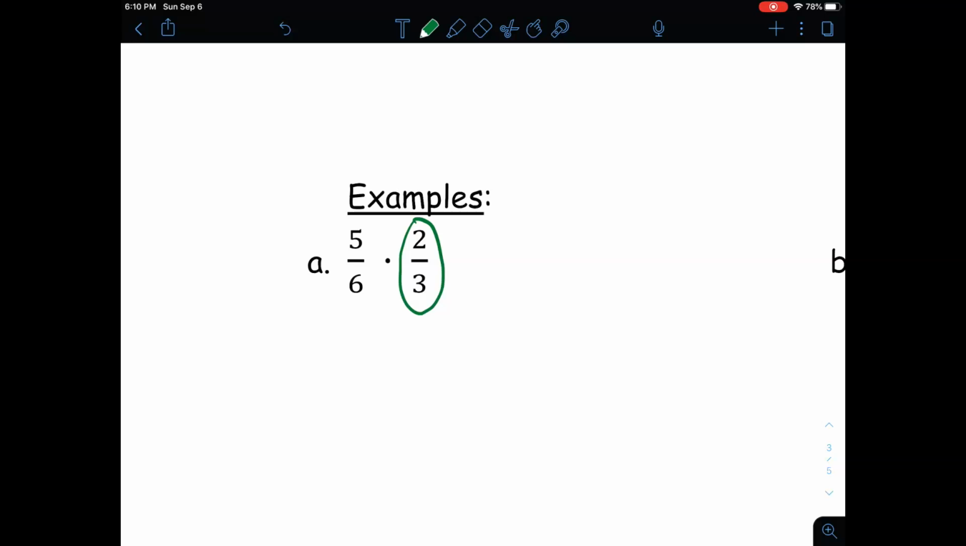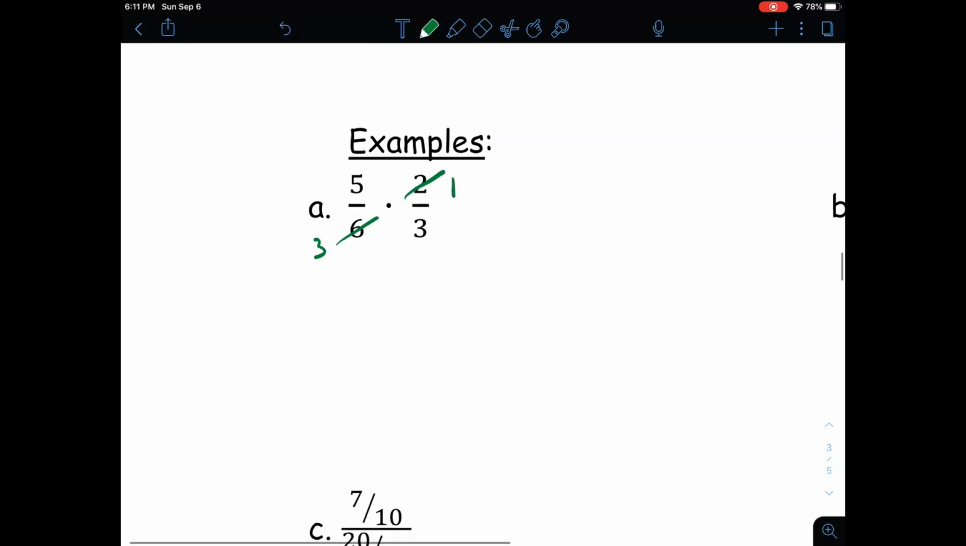5 doesn't go into 6. 2 and 3 nicely? Nope. 5 and 3 nicely? 3 and 5 are both prime numbers, so they don't divide into anything nicely. Nope. What about 2 and 6? Is there a number that goes into 2 and 6? Yeah, 2. 2 goes into 2 how many times? 2 goes into 6 how many times? 3.